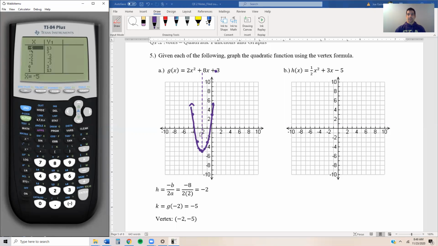So we can see the vertex formula here is a much quicker and easier way to find the vertex and then set us up in a method of graphing. Go ahead and see if you can pause the video and complete 5B.